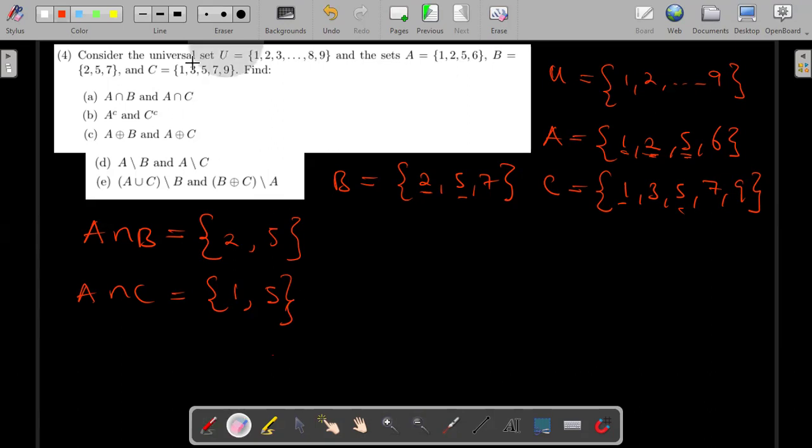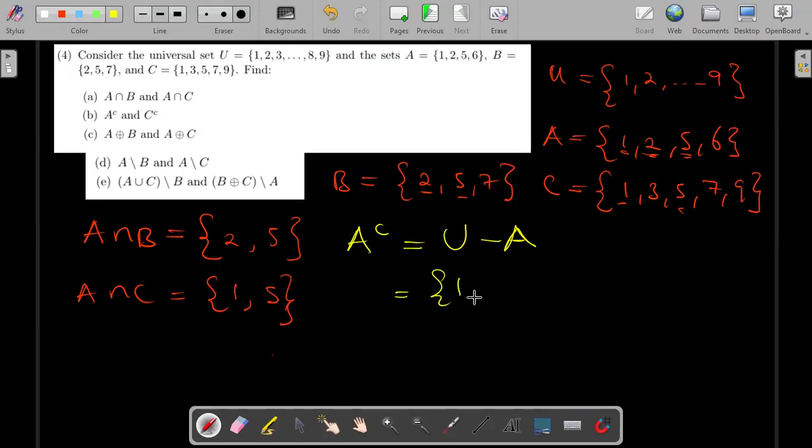Next, they're telling us to find the complement. So how are we going to do that? There's A complement and C complement. When you look at A complement, we're just saying the universal set, then I remove the set A. My universal set ranges over the natural numbers from 1 to 9. Then my set A is listed as 1, 2, 5, and 6. So I'm getting my universal set, then every element which is in A, I'm going to remove. Then what remains is my A complement.